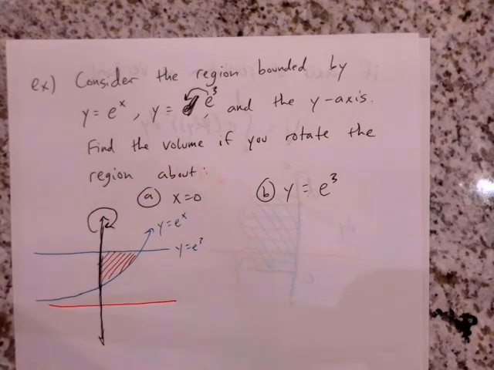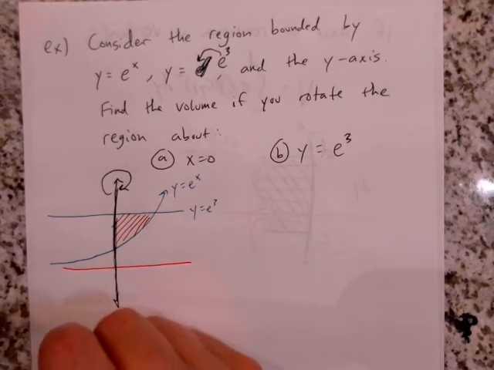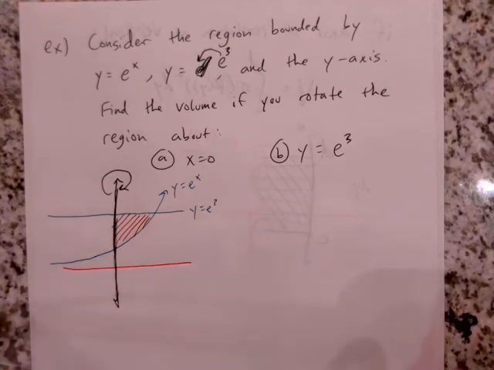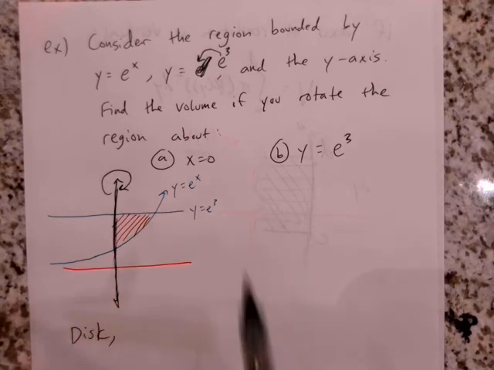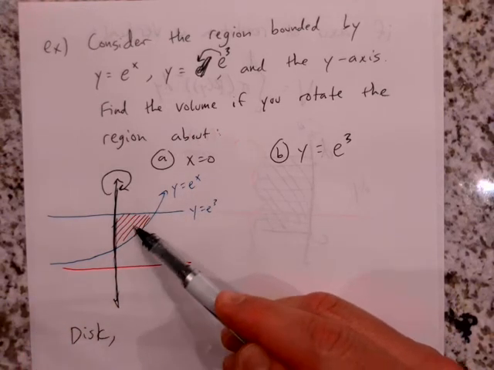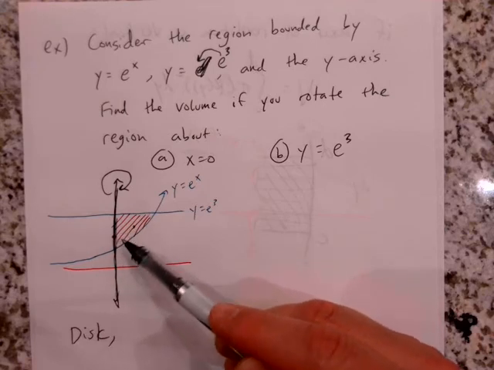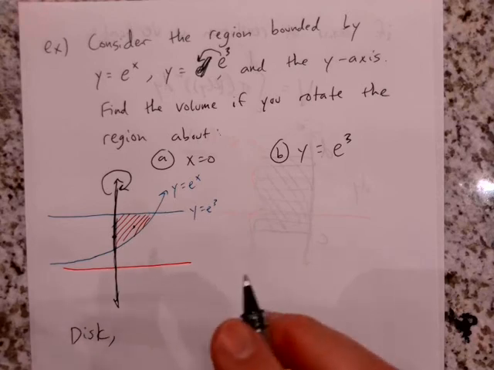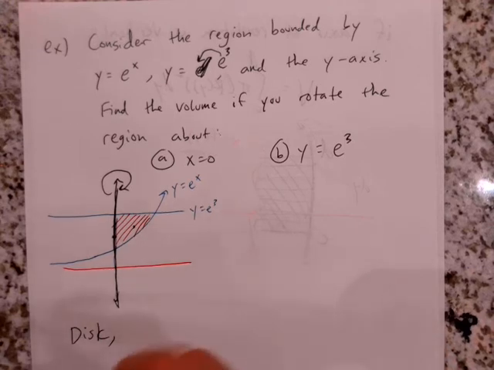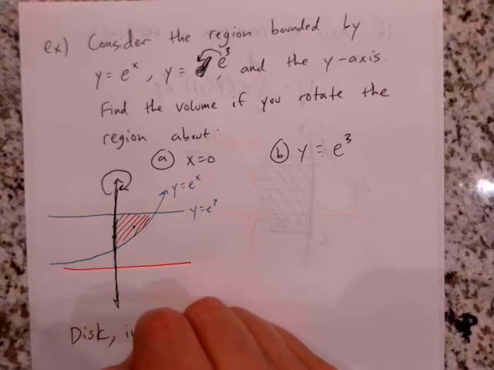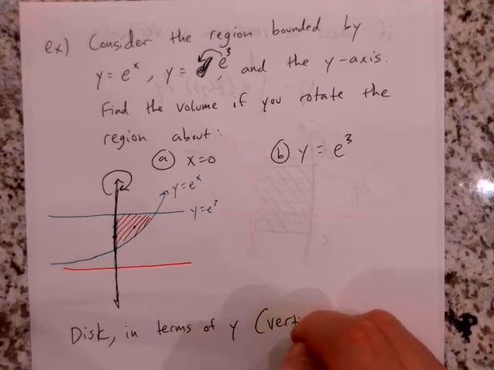So here is the list of questions to ask yourself. The first question is, do I use the disk method or the other methods? We use the disk method here because there is no gap between our region and the axis of revolution. The second question is, which variable do you have to be in terms of? Are you in terms of x or y? We are in terms of y because we have a vertical axis of revolution.